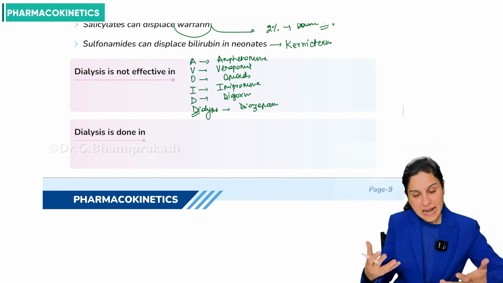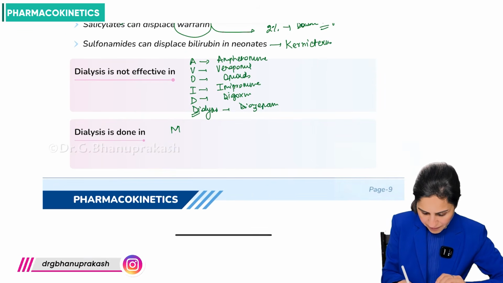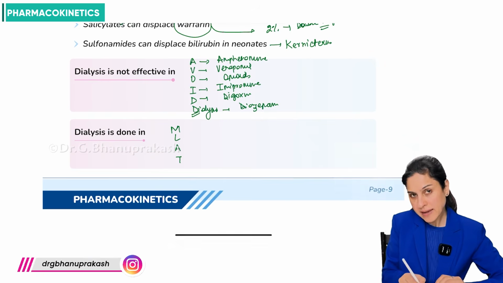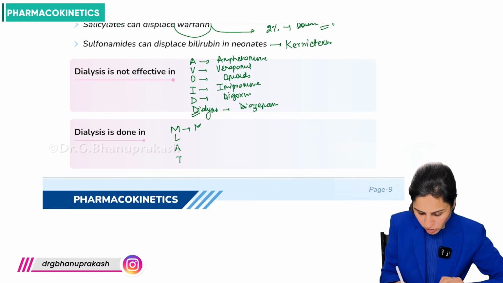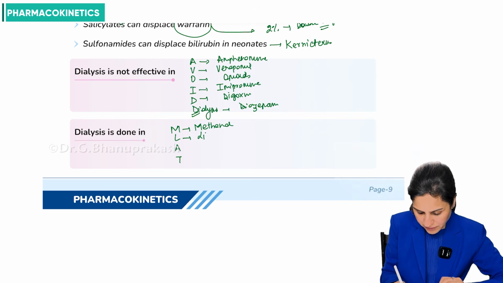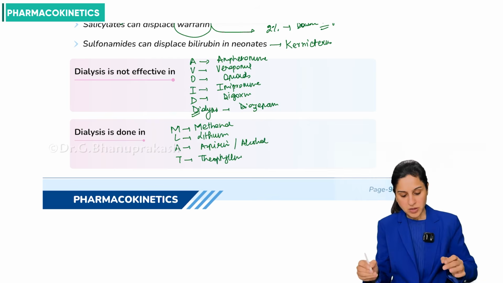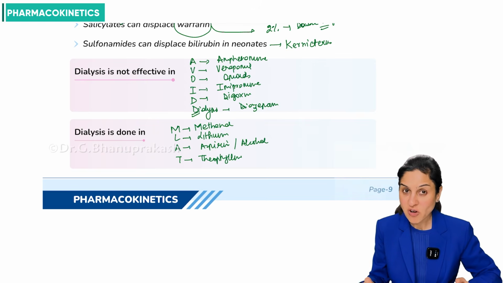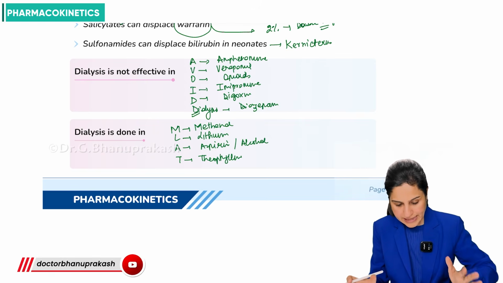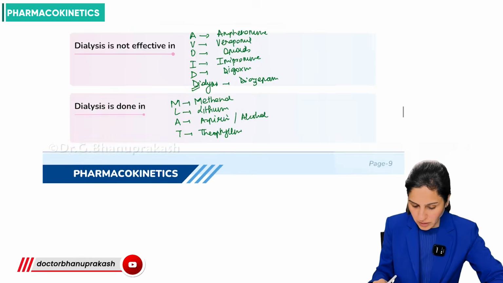While dialysis can be done in MLAT, right? MLAT, which is methanol, right? It can be done for lithium overdose. It can be done for aspirin or alcohol overdose, and it can be done even in theophylline toxicity. So remember, dialysis is not effective in the avoid dialysis mnemonic, and dialysis is done in MLAT.